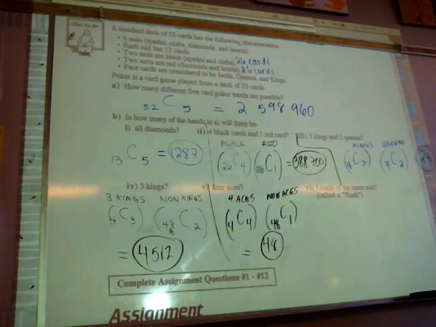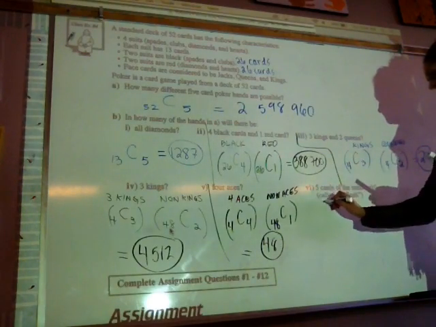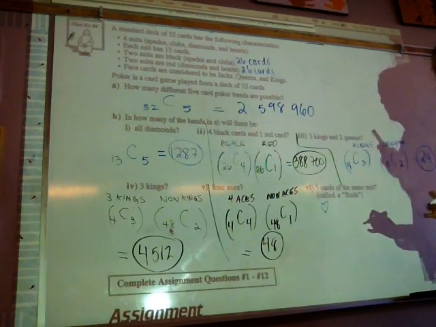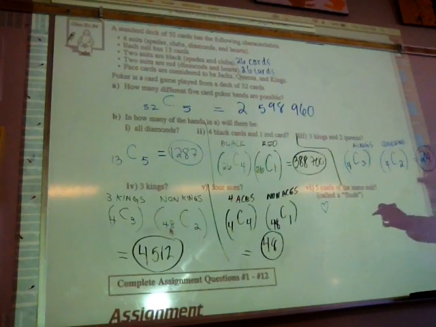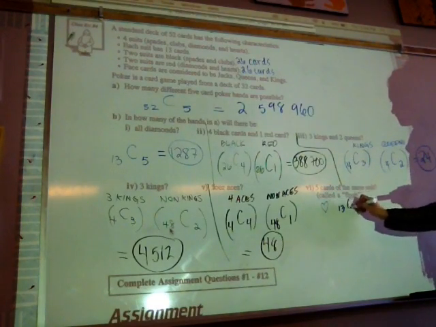So in poker, a flush is when you have 5 cards all of the same suit. So what if we started with hearts? How many hearts do we have? 13. We're going to choose 5.